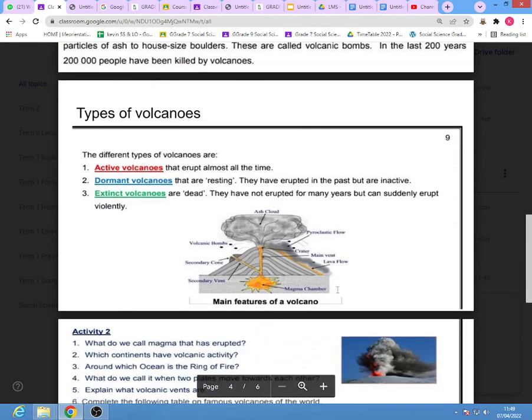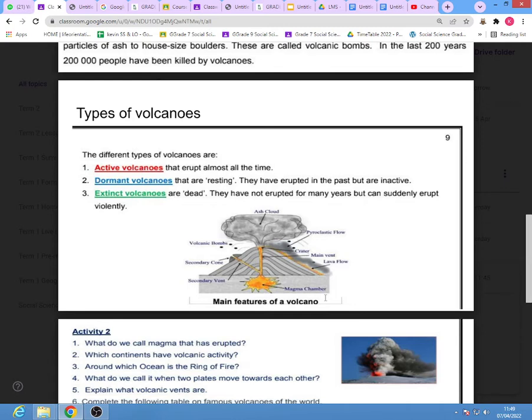So now we're going to look at the different types of volcanoes. You have what you call an active volcano. Active volcanoes are volcanoes that can erupt almost all the time, right? So it is ready to erupt anytime.